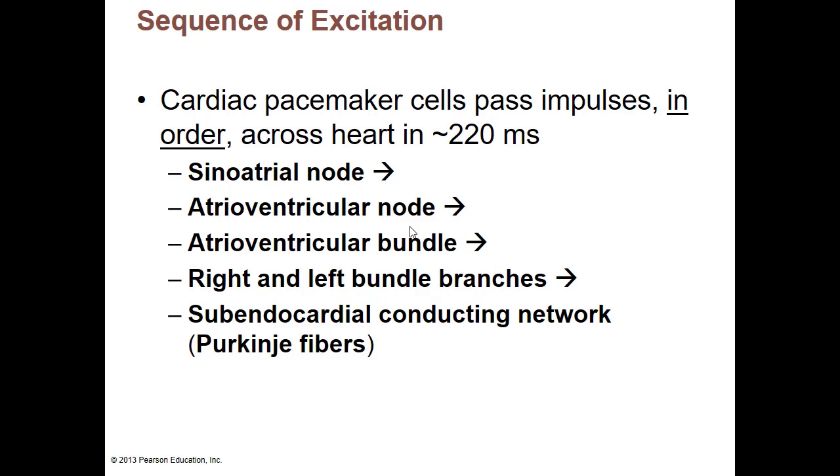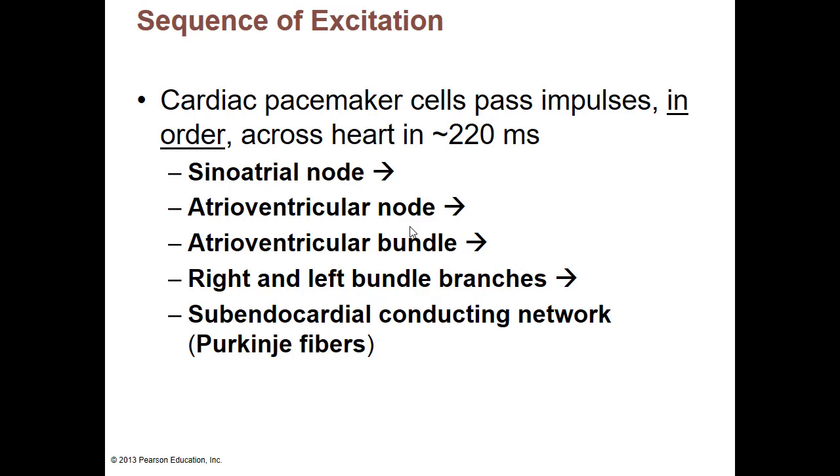From there, it goes to what's known as the atrioventricular node. And yes, we smush the words atria and ventricle together and call it atrioventricular. It's right on the wall between them. That goes into what's known as the atrioventricular bundle. It splits into right and left branches. And then it goes through the outside of the ventricles through what's known as the Purkinje fibers.